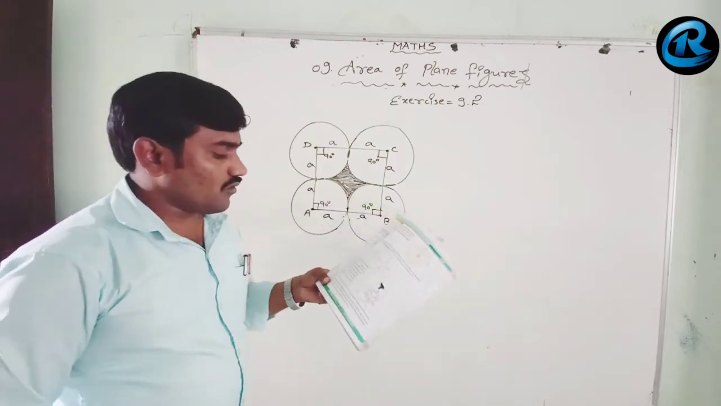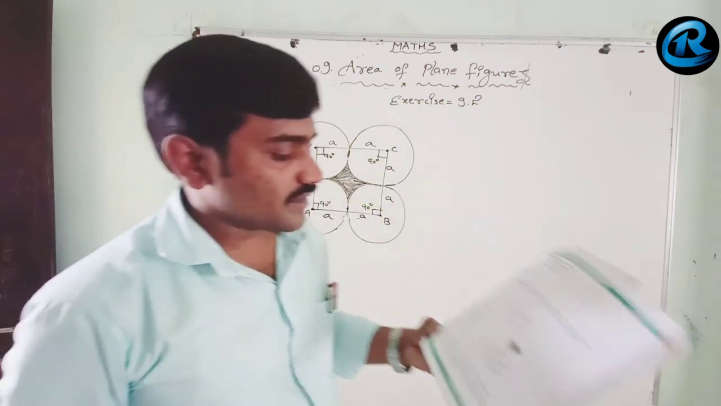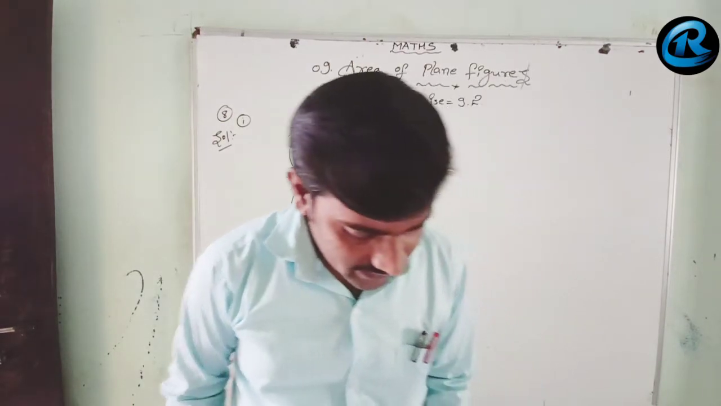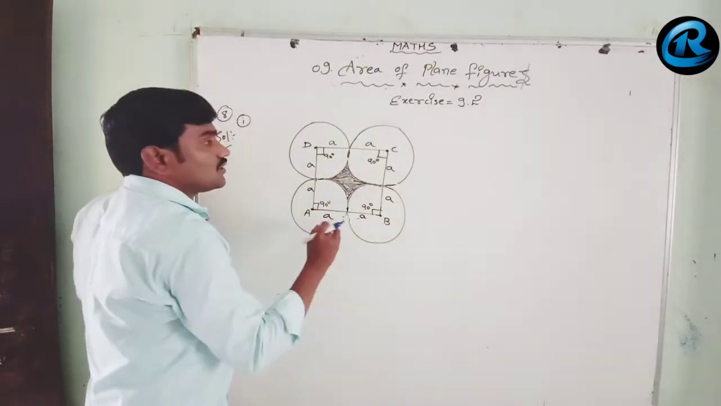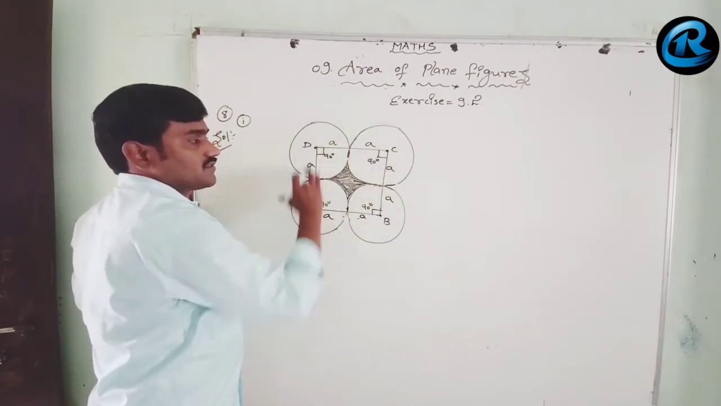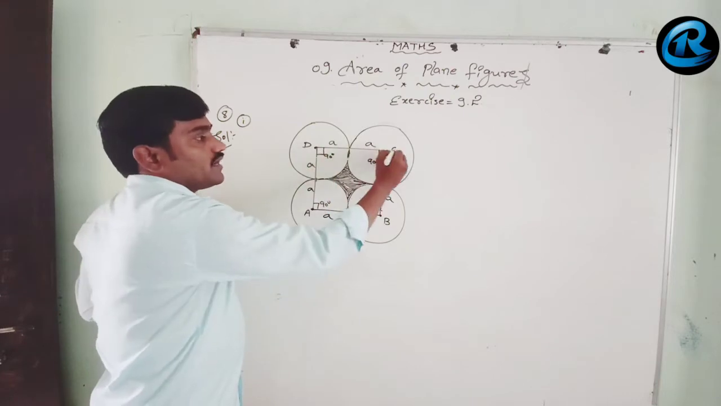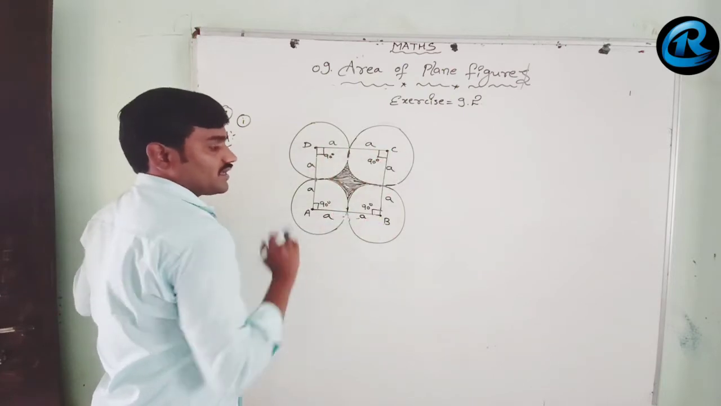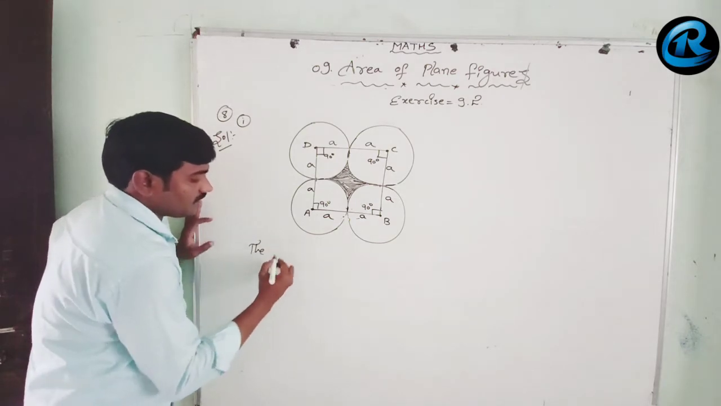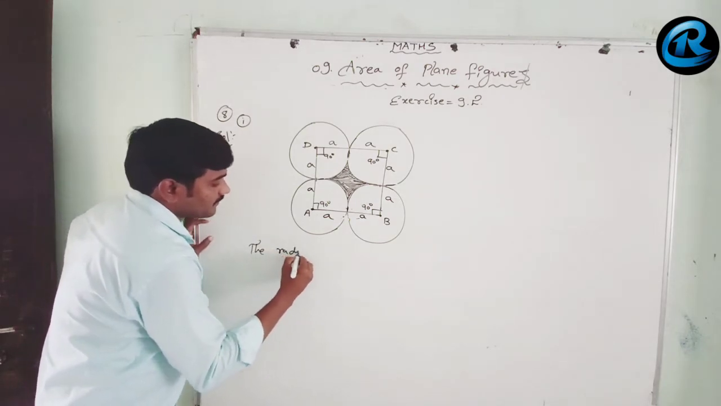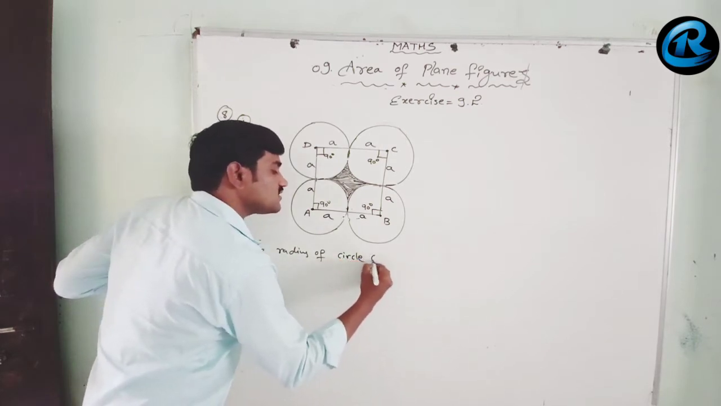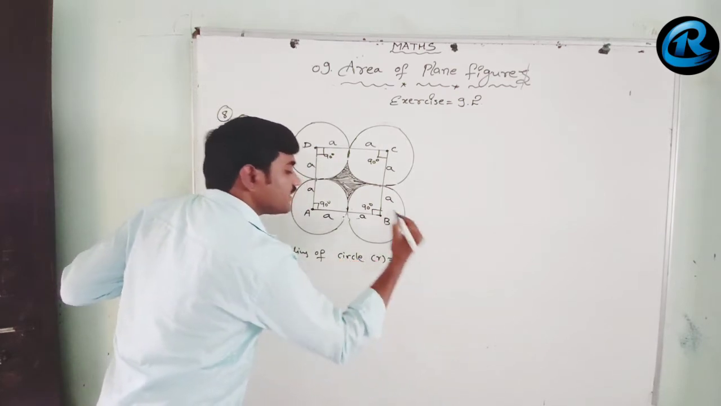Okay. 4 equal circles touching each other, each of radius A, will be like this. So we'll be taking radius like A and A. 4 equal circles will be drawn like that. So let us join the centers, we'll get a square like this. Now the radius of the circle is equal to A units.